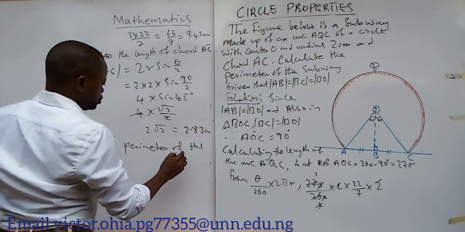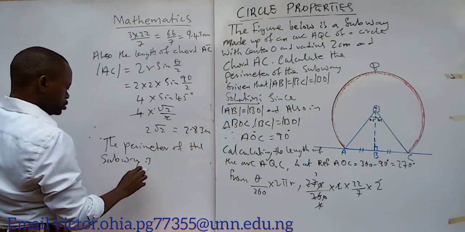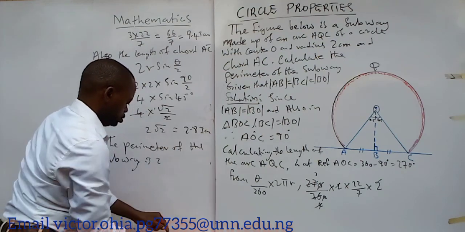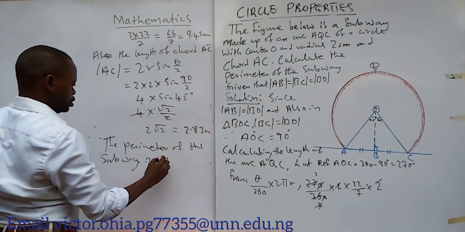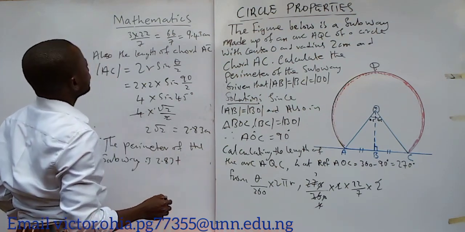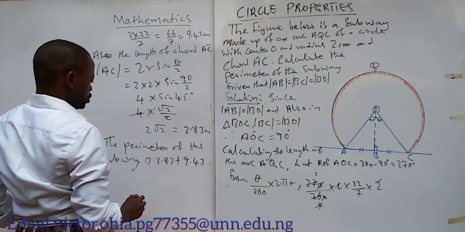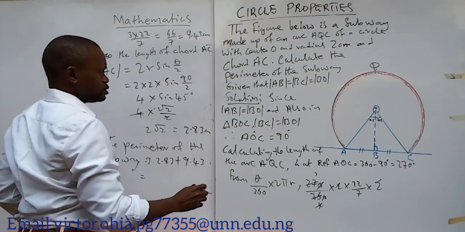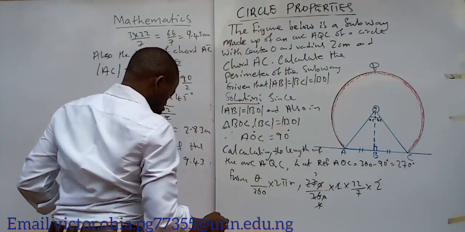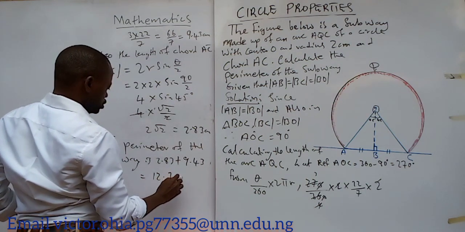Therefore, the perimeter of the subway is 2.83 plus what we calculated previously, 9.43. Okay, so that distance like this and like this of the subway is equals to 12.3 cm.